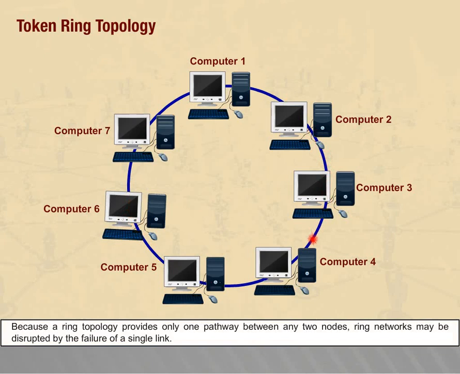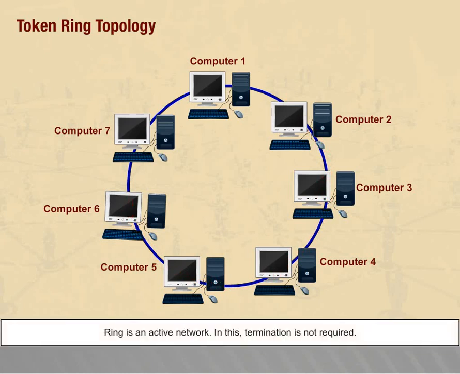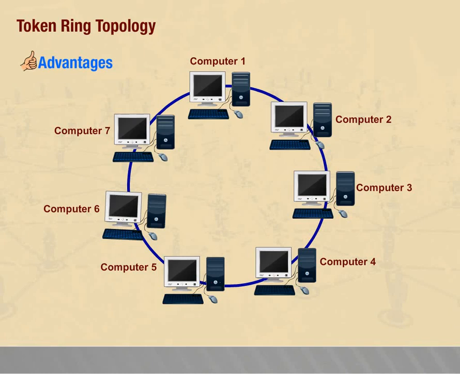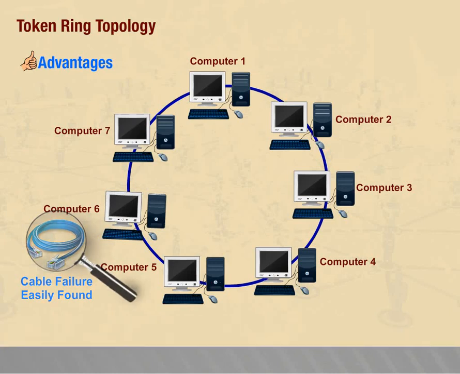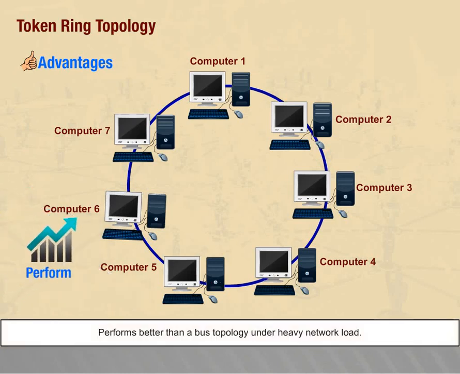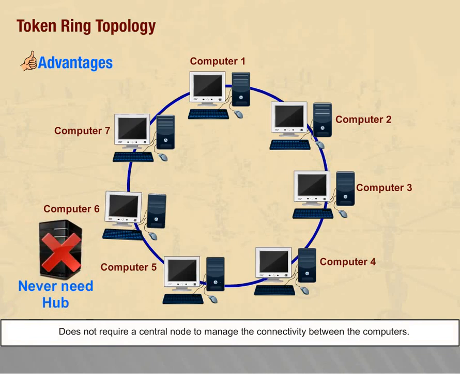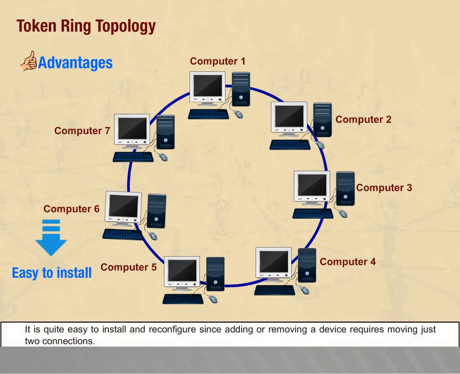Because a ring topology provides only one pathway between any two nodes, ring networks may be disrupted by the failure of a single link. Ring is an active network. In this, termination is not required. Advantages: cable failures are easily found. Performs better than a bus topology under heavy network load. Does not require a central node to manage the connectivity between the computers. It is quite easy to install and reconfigure, since adding or removing a device requires moving just two connections.